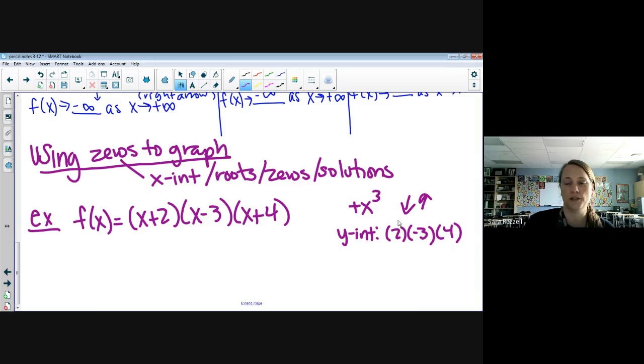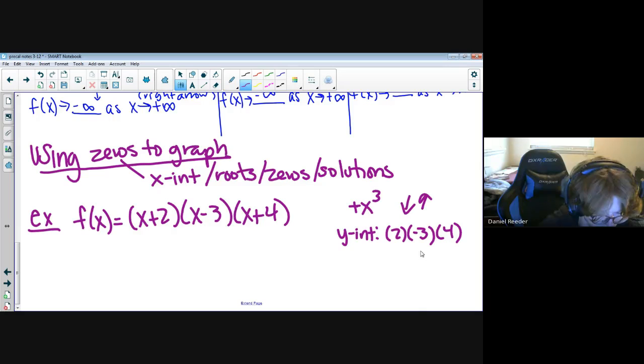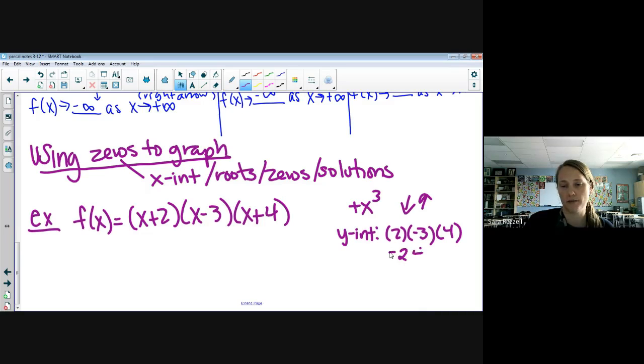So someone tell me 2 times -3 times 4. -24. Right, so our y-intercept is -24. So we need to know how the graph is going to go, down, up, and then what the y-intercept is. We got that by just multiplying these last numbers.